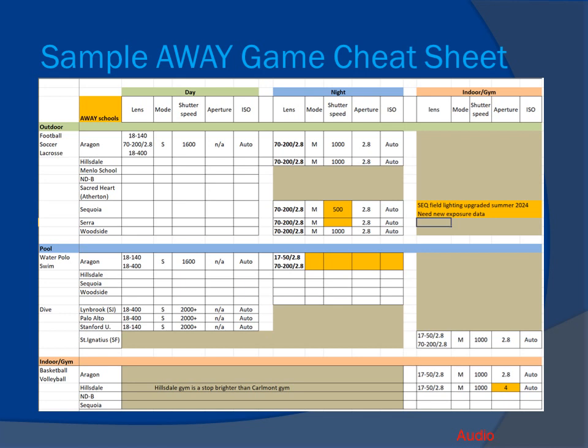There are a lot of blank spaces and orange blocks where I don't have the information. For instance, I do not have the night exposure information for Aragon, Hillsdale, Sequoia, and Woodside pools. That we will find out when somebody shoots a meet there. Similarly for indoor gym, I do not have the exposure for Notre Dame, Belmont, or Sequoia.